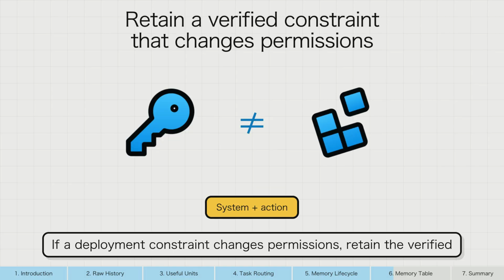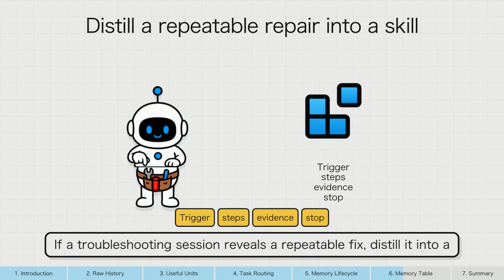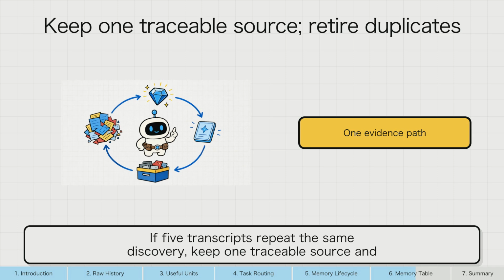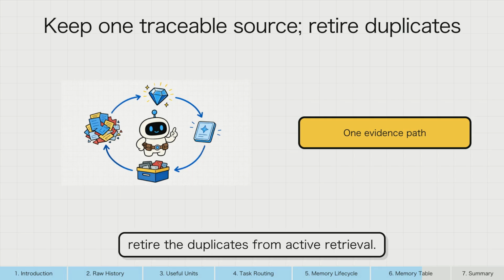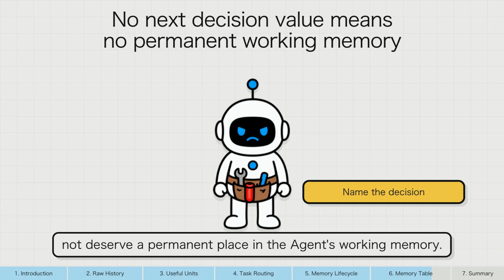and its review date. If a deployment constraint changes permissions, retain the verified constraint with the system and action that need it. If a troubleshooting session reveals a repeatable fix, distill it into a short skill with a trigger, steps, evidence, and stopping condition. If 5 transcripts repeat the same discovery, keep one traceable source and retire the duplicates from active retrieval. If you cannot name the next decision an item could improve, it probably does not deserve a permanent place in the agent's working memory.